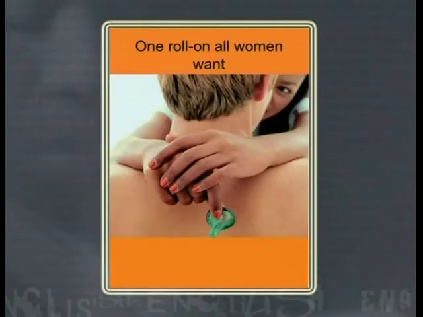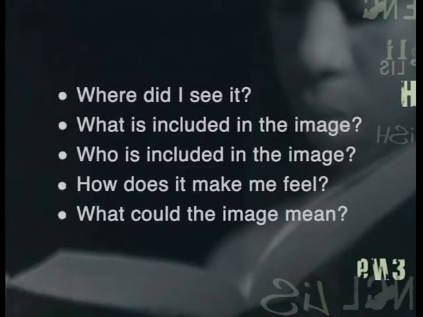Imagine that you're on a trip somewhere, and as you travel along the highway, you see this image out of the corner of your eye. What questions can you ask to help you predict what this image is about? Well, Ken and I have written up some of the questions, and these are the ones we thought were important. Where did I see it? What is included in the image? Who is included in the image? How does it make me feel? And what could the image mean?